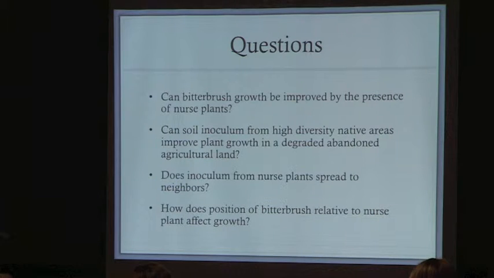So we want to look at whether bitterbrush growth can be improved by the presence of a nurse plant, and whether soil inoculum from high diversity native areas can improve plant growth in degraded, abandoned agricultural areas. Also, is the inoculum from nurse plants able to spread to nearby neighbors, and how does the position of bitterbrush relative to those nurse plants affect its growth?